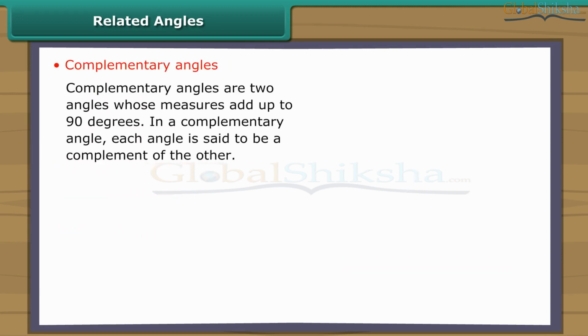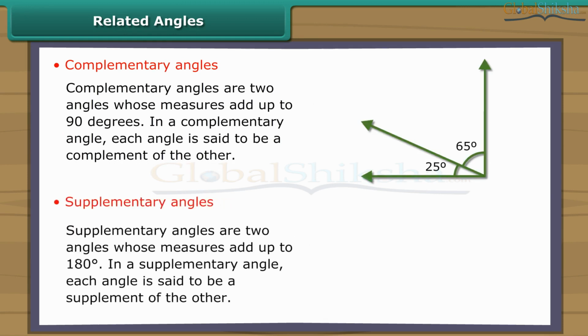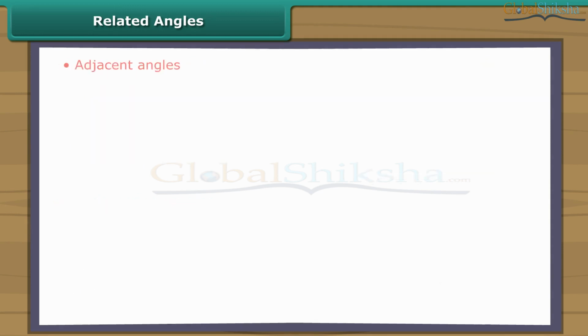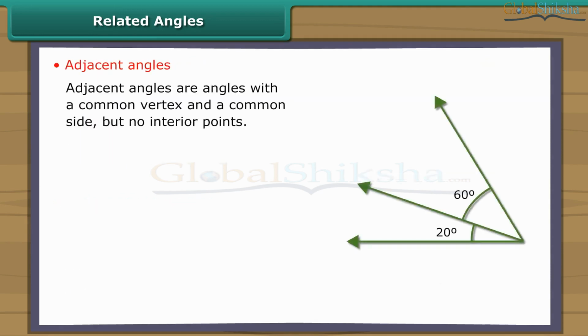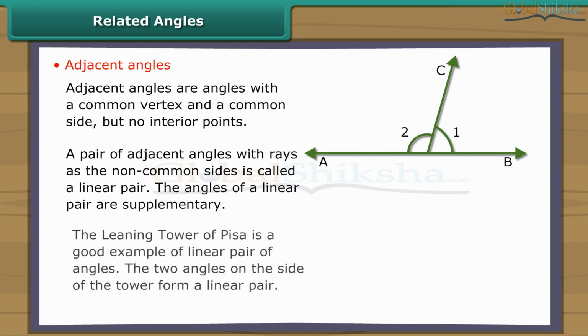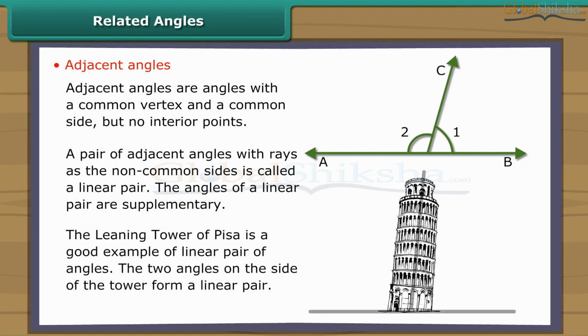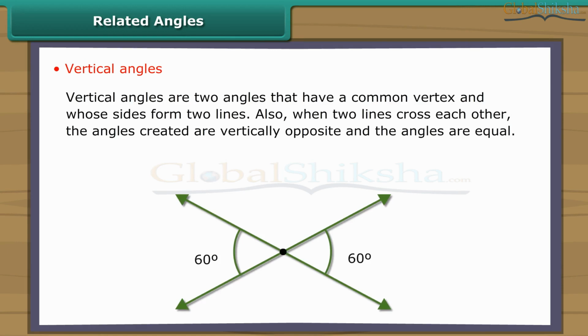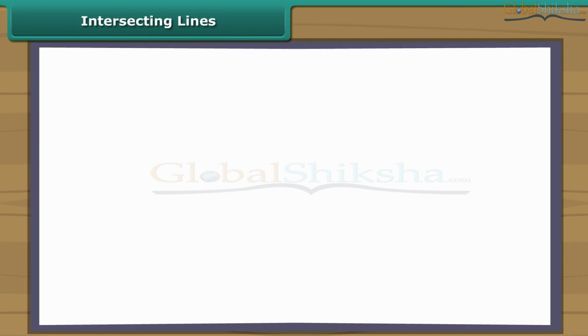Now, take a brief look at all the angles. Complementary angles are two angles whose measures add up to 90 degrees. Supplementary angles are two angles whose measures add up to 180 degrees. Adjacent angles are angles with a common vertex and a common side, but no interior points. A pair of adjacent angles with rays as the non-common sides is called a linear pair. Vertical angles are two angles that have a common vertex and whose sides form two lines.